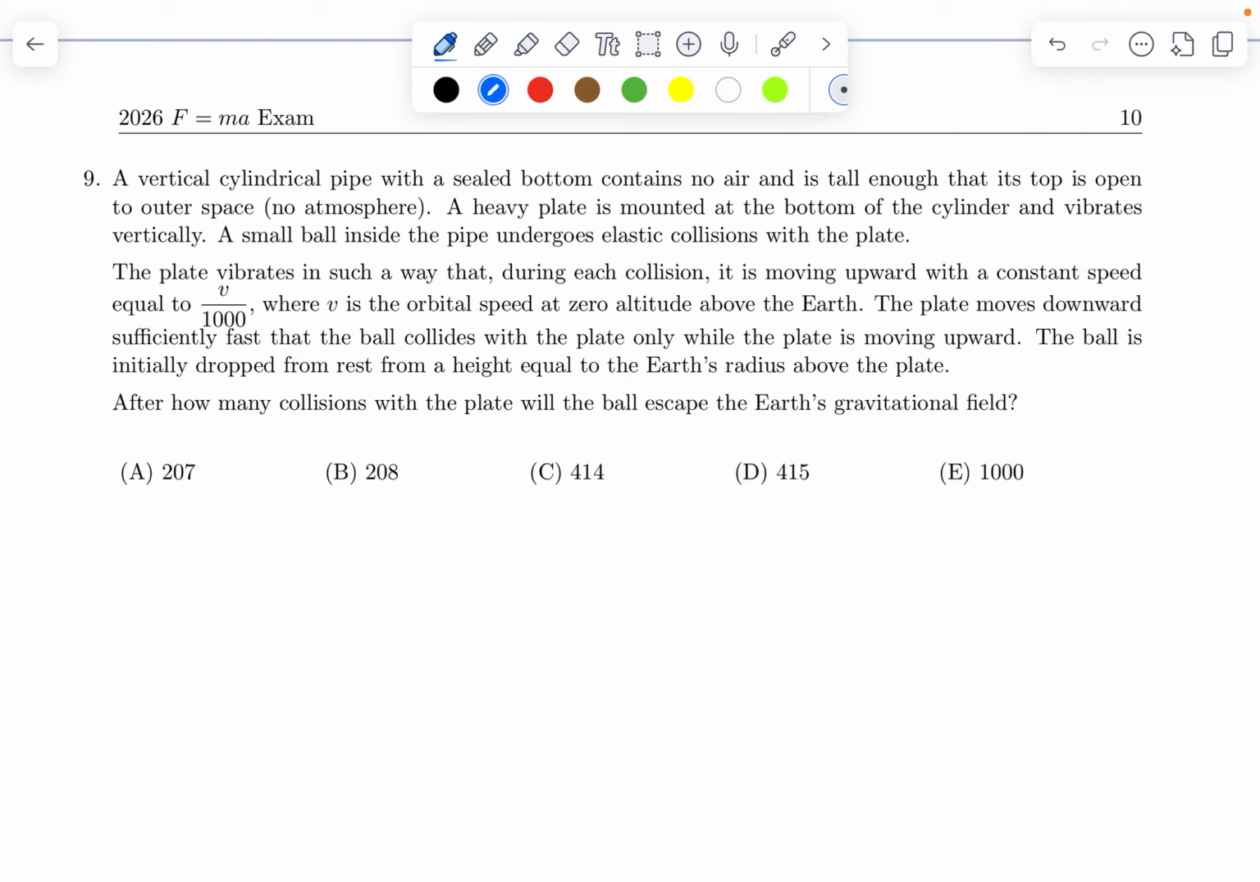Hello everyone, today we're going to be going over the 2026 FE Equals MA exam, problem 9. This problem is about orbits and energy. Let's start by reading the problem.